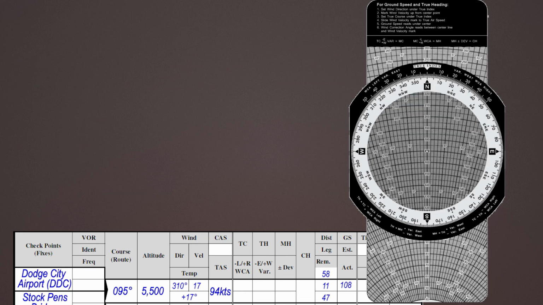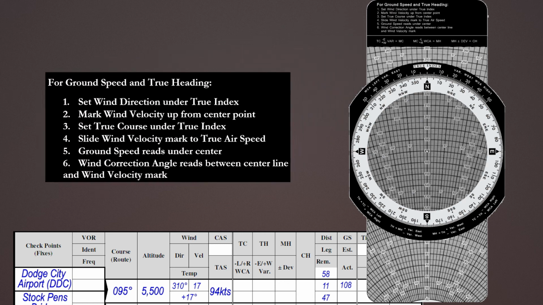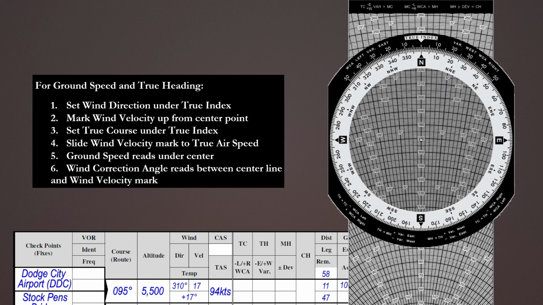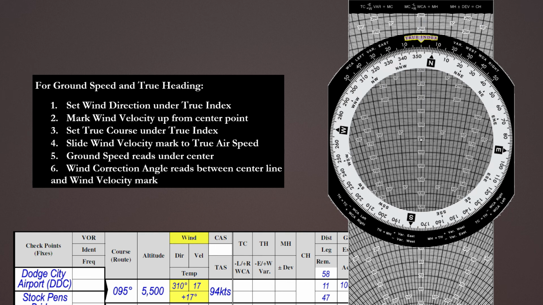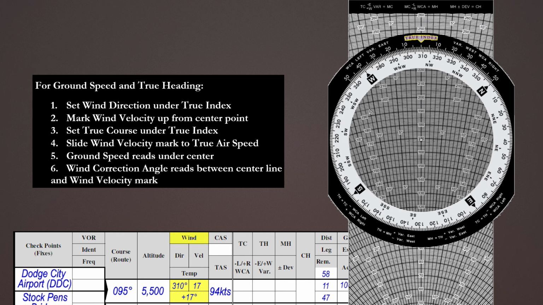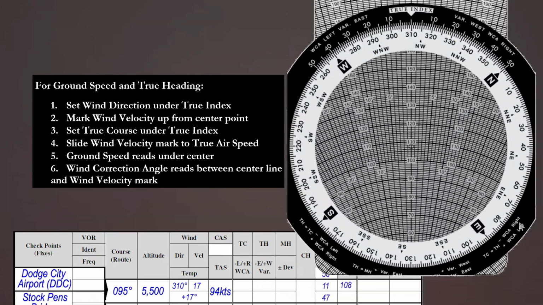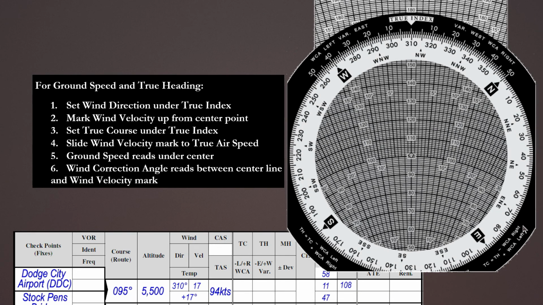This is where our E6B comes in, and we'll use the backside of the E6B first. Up on the top you have directions on how to use it, and it's actually very useful. The very first thing it says is set wind direction under true index. The inner ring spins and we can set 310 in for the wind direction. Number 2, it says mark wind velocity up from center point. So usually I set the center at 100 and then mark how many knots of wind it is from 100. So in this case it's 17 knots, so you place a little dot at 17.